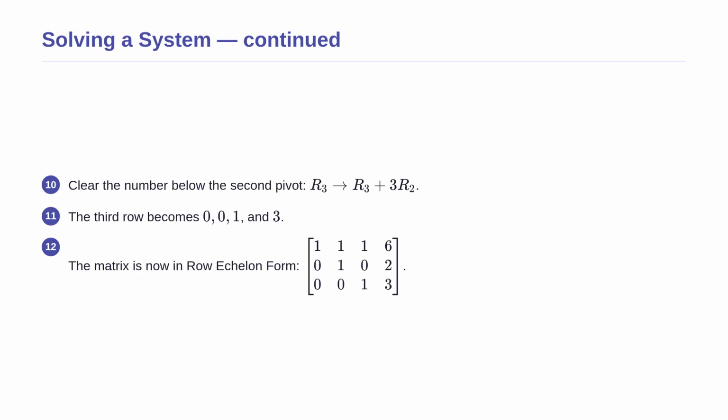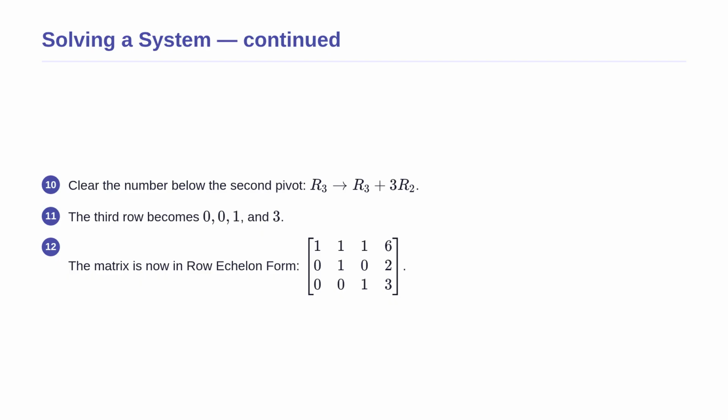With our new pivot established, we must clear the number below it to continue building our staircase. The number in the third row is negative 3. We need to add 3 times the second row to the third row to cancel it out. This ensures the entire space below the second pivot is empty.